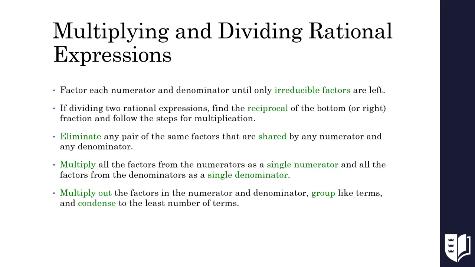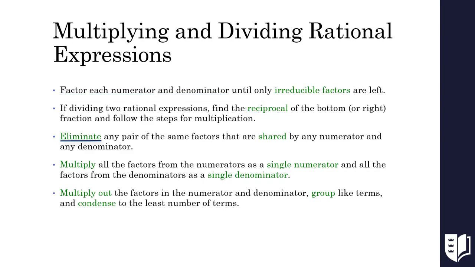Now let's learn how to multiply and divide rational expressions of polynomials. We start by factoring each numerator and denominator. If we are dividing two fractions, we need to find the reciprocal of the bottom or right fraction, depending on how they're displayed, just like we did with numerical fractions. From here, both operations follow the same steps.